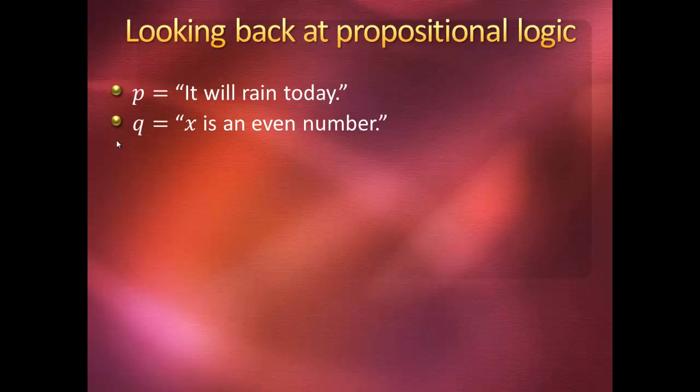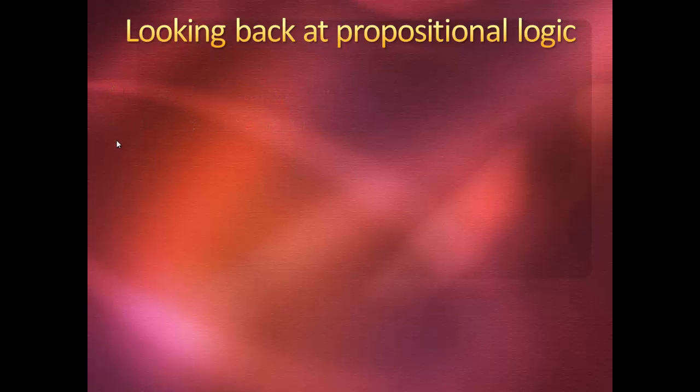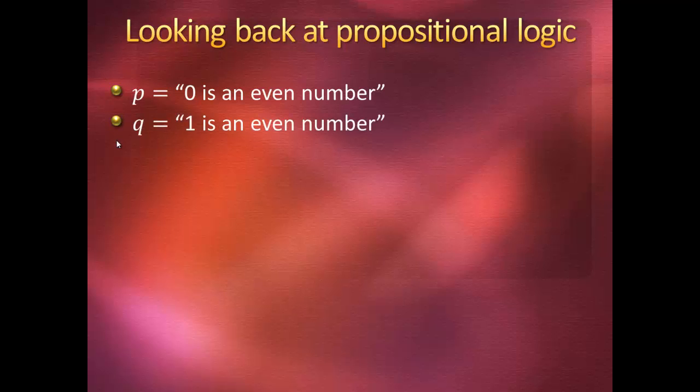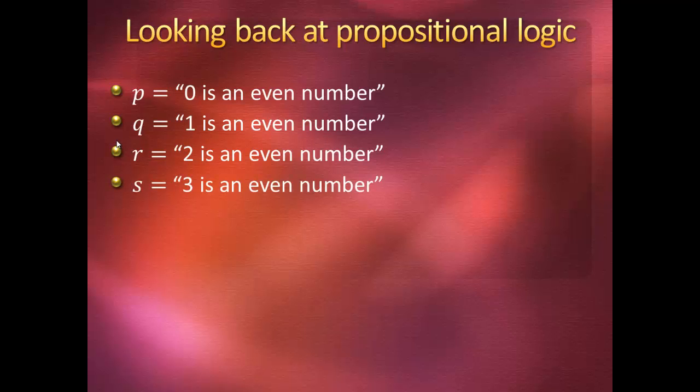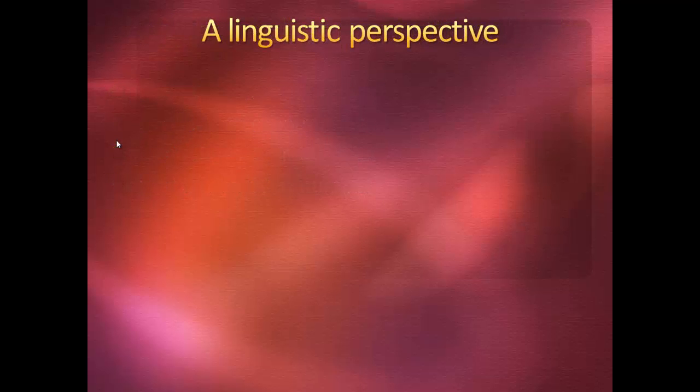Now, of course, I could create a number of separate propositions to deal with every single case. Perhaps P is 0 as an even number, Q is 1 as an even number, R is 2 as an even number, S is 3 as an even number, and so on. But that's rather tedious and repetitive, isn't it? Isn't there a better, more elegant way to accomplish what we want? By now you should know the answer in this course to that kind of question. Of course there is. Think linguistically for a moment.